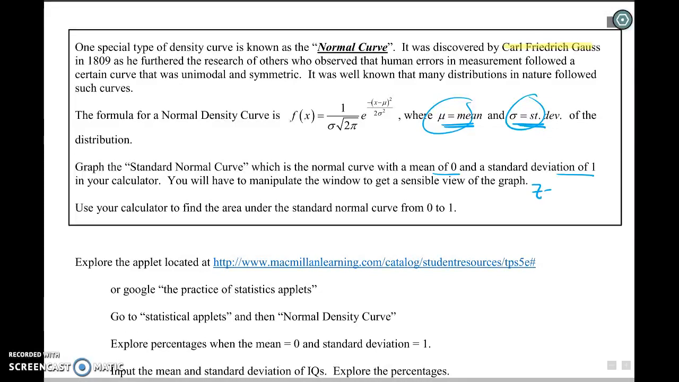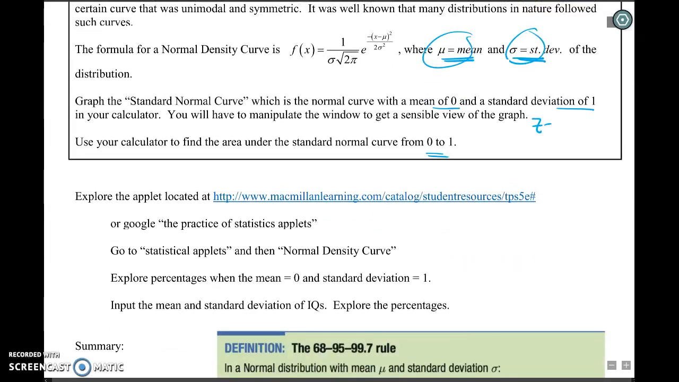And then use your calculator to find the area from 0 to 1. All right, so let's take this equation and plug in f of x equals. So let's plug in 1 for the standard deviation. So this simplifies to just 1 over square root of 2 pi. And this is e to the, we're putting in the 0 for the mean. So the top is just negative x squared. And then the bottom is just 2 times 1, so 2.